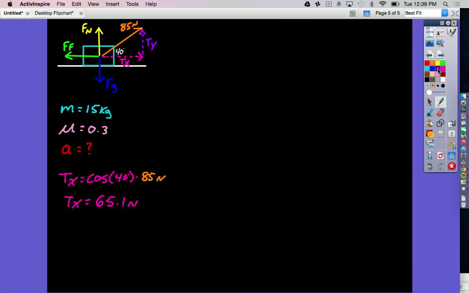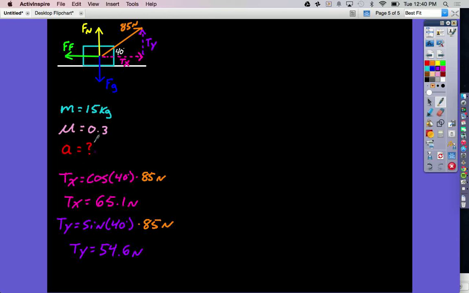Now we're going to do tension in the y. Tension in the y is the opposite side, so I'm going to use the sine of the angle, 40 degrees, multiplied by 85 newtons. And when I plug that into my calculator, I get that the tension in the y is 54.6 newtons. So now I have both of those components of the tension force.